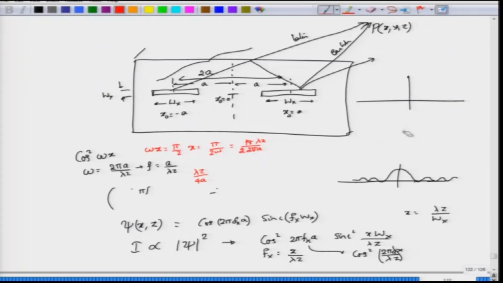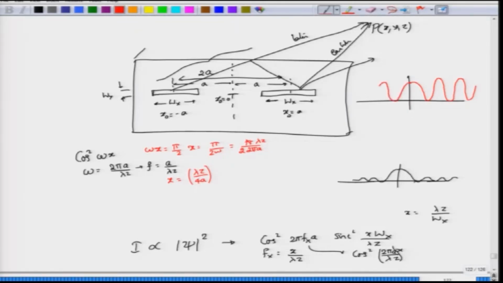So, what we have is this case where you have a cosine square function reaching its minima at x equal to lambda z by 4 a for the first time, of course, on symmetric condition, and then it goes on beyond that, right. Now, lambda z by 4 a is when the cosine square function is going through 0, and then it will again go through 0 after a certain distance, as you can clearly see. Sorry, this should have been a cosine square function. So, please note that this is the cos square function omega x that I am plotting, right.